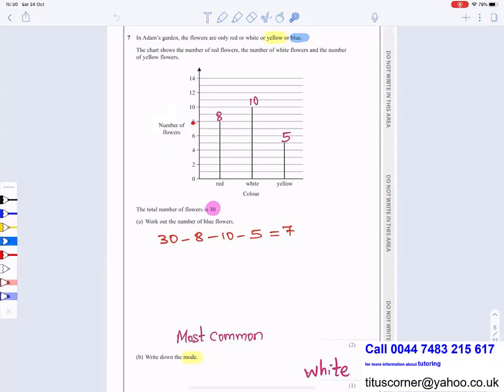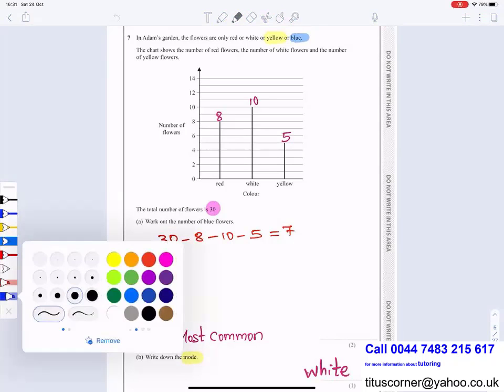So there are 8 red flowers, 10 white flowers, and 5 yellow flowers. The total number of flowers is 30. Work out the number of blue flowers. So the total is 30. So you remove the red, remove the white, remove the yellow. So 30 minus 8 minus 10 minus 5 gives you 7. So there are 7 blue flowers.